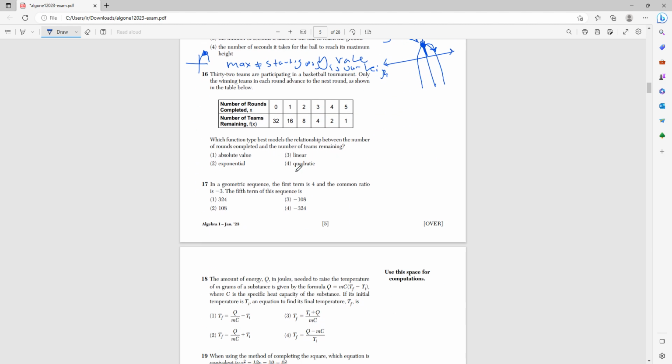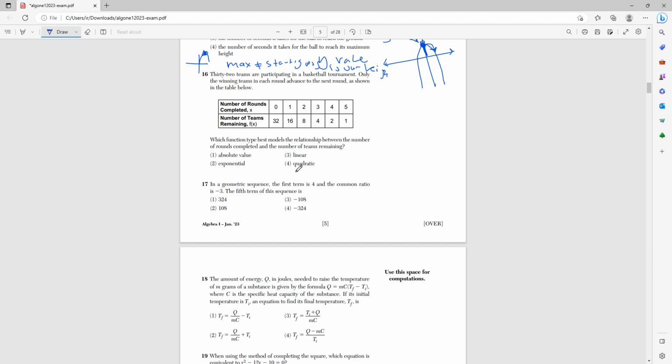So moving on to number 16, it says that 32 teams are participating in a basketball tournament. Only the winning teams in each round advance to the next round, as shown in the table below, right? It says which function type best models the relationship in the number of rounds completed and the number of teams remaining.